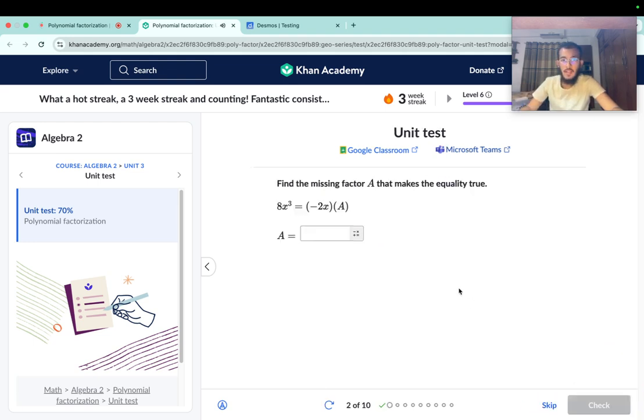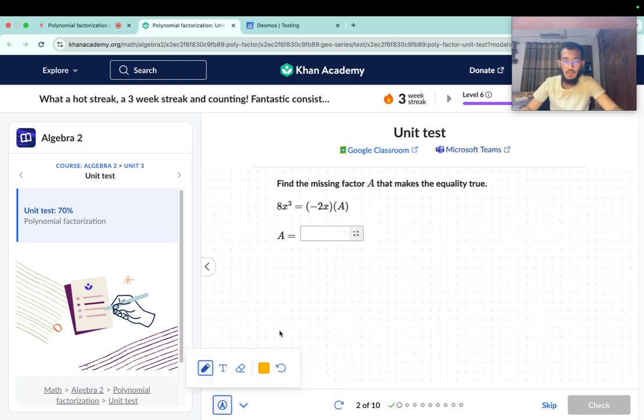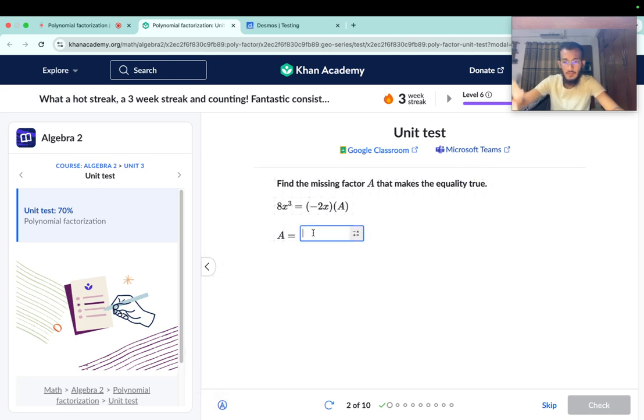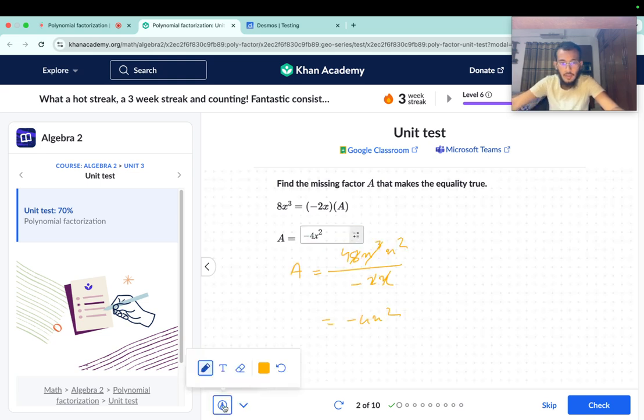Find the missing factor a that makes the equation true. Well, we can find a by dividing 8x cubed by negative 2x. So x cubed cancels with x to leave x squared, and 2 with 8 gives 4. So we're left with negative 4x squared. So this is the value of a, negative 4x squared.